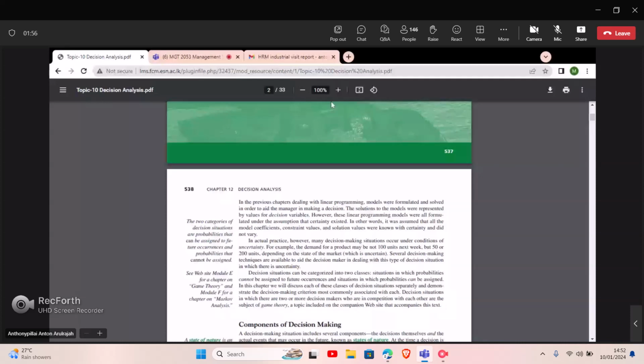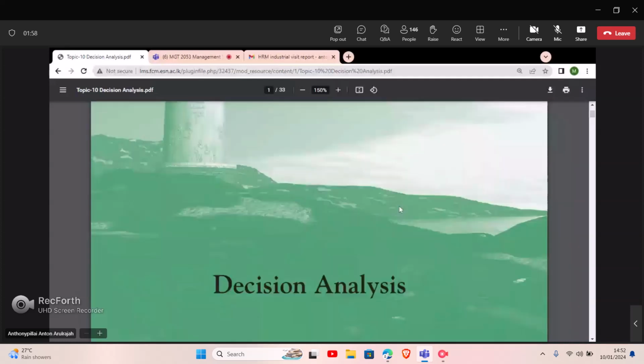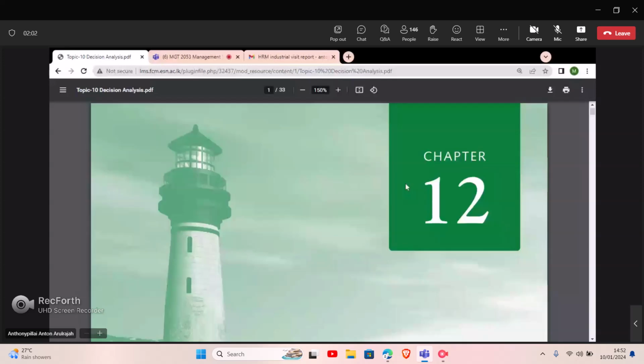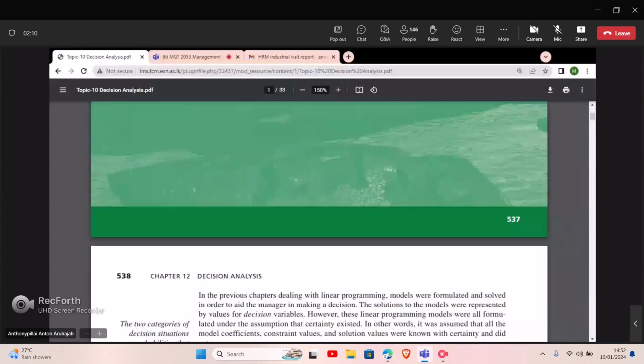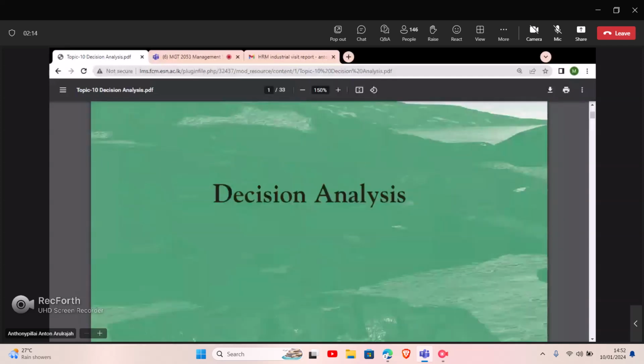Yes, it's about decision analysis. The last chapter, right? In some past papers, there are questions relating to that. So this is about analyzing decisions. There is some terminology you have to familiarize yourself with.